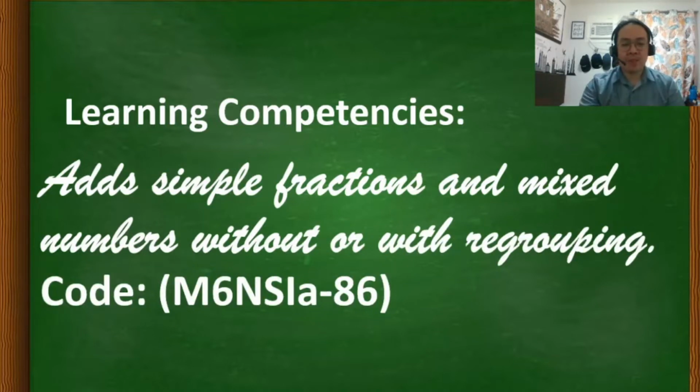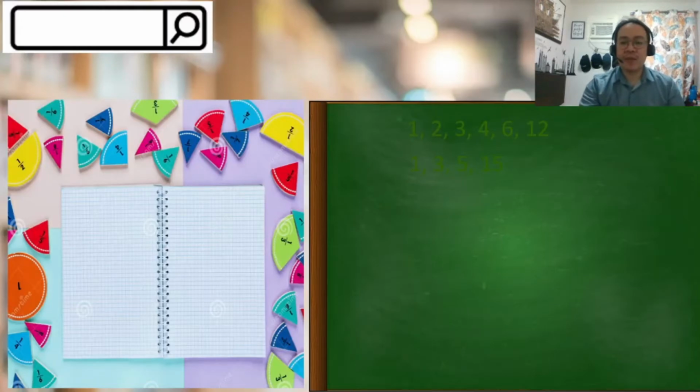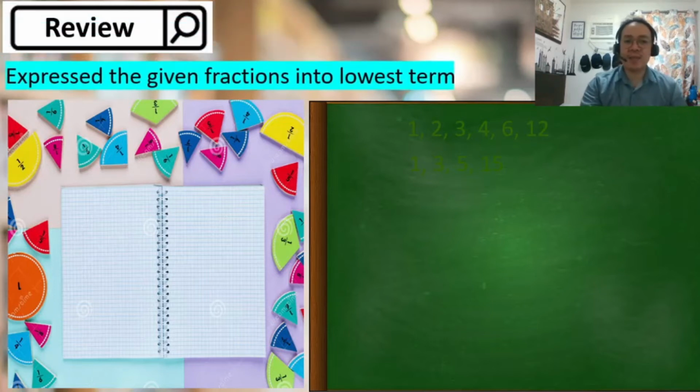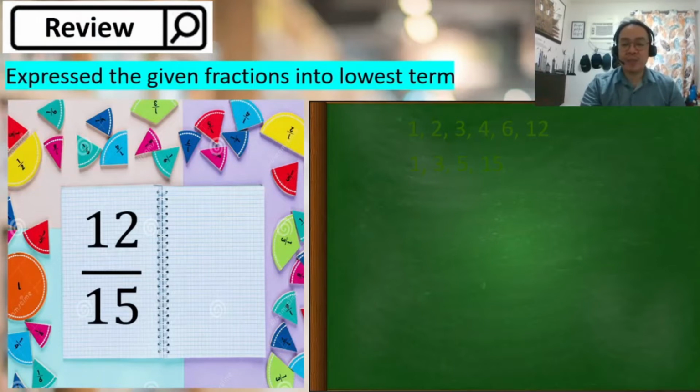Okay, so let's start. Before learning the concepts of our lesson today, let's have a short review on the following. First, express the given fractions in lowest term. I have here 12/15ths. How do we express fractions in lowest term?